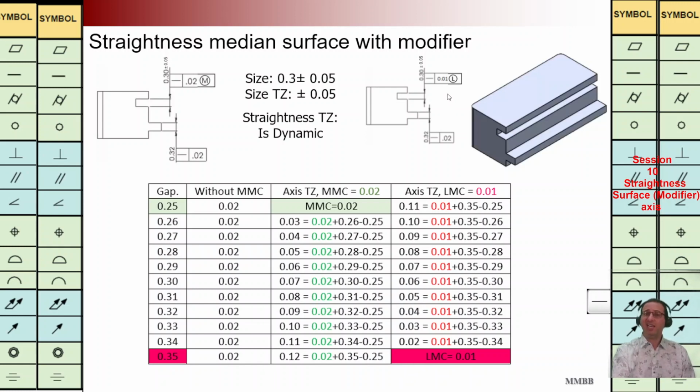Again, when we have LMC, least material condition on the component, we need to have the biggest value for the gap to have LMC. For that situation, we have this tolerance zone. For other values of the gap, again, we are going to calculate the tolerance zone for the straightness. It is mentioned in red color, in the last column.